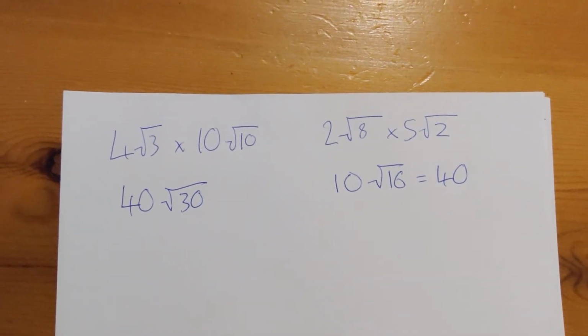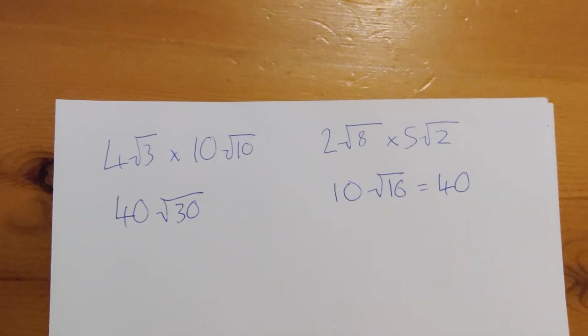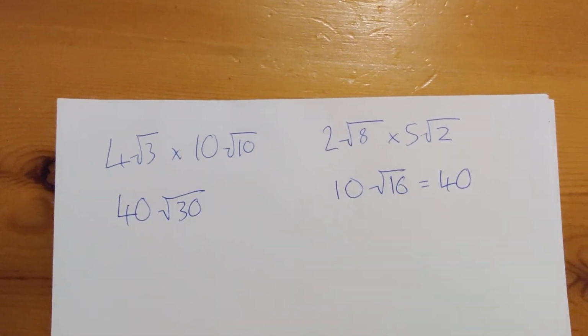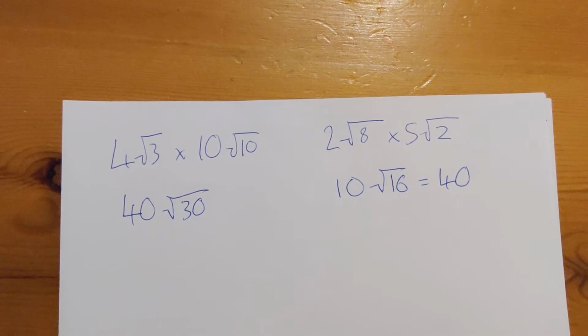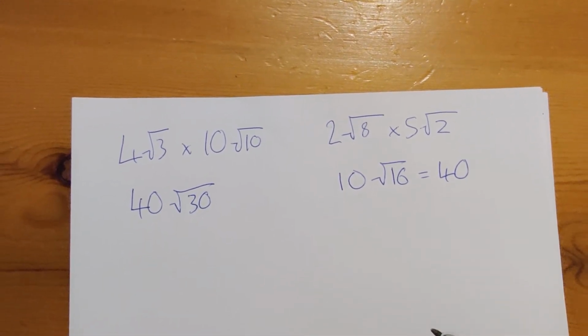All really key, I cancel it down. Just like cancelling down fractions, you cancel it down as much as you can. And when you spot that square root sign, you make sure you square root the thing inside it.